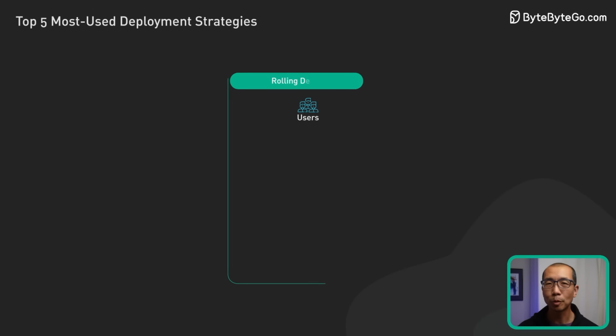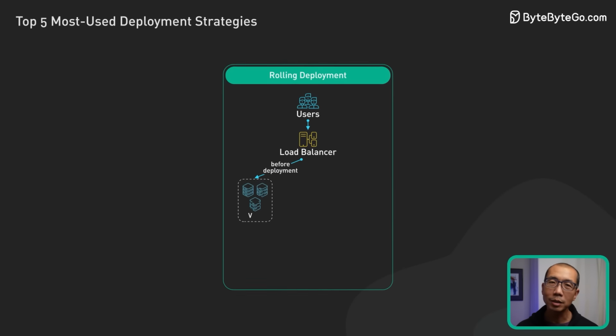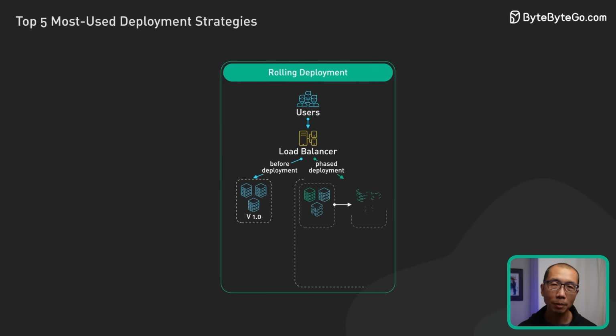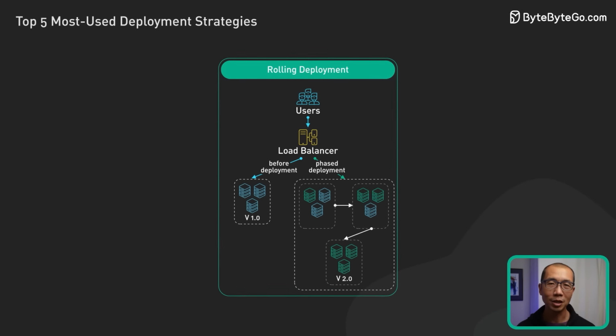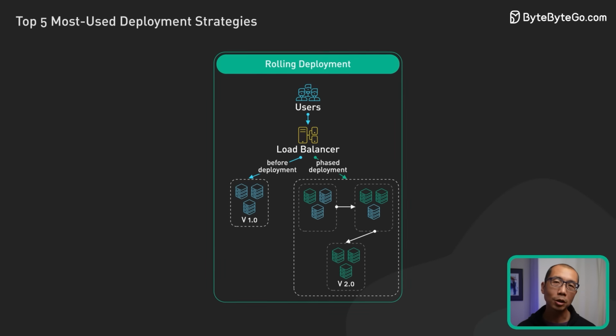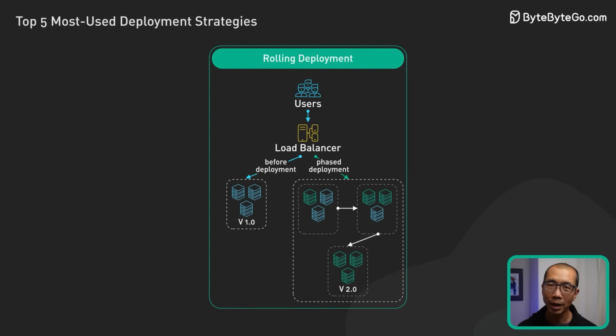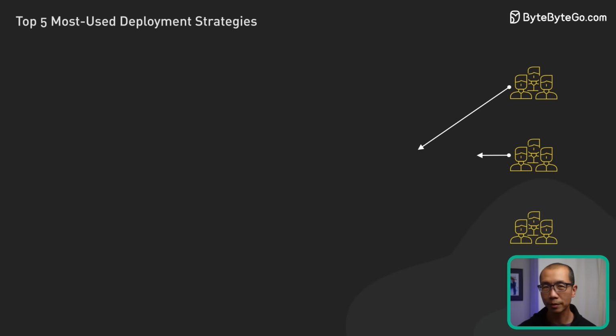Then we have the rolling deployment. It is more like a marathon than a sprint. This method lets us incrementally update different parts of the system over time. It's a staged rollout where we gradually deploy the new version of the application to the production environment. Here's an example of how it might work.